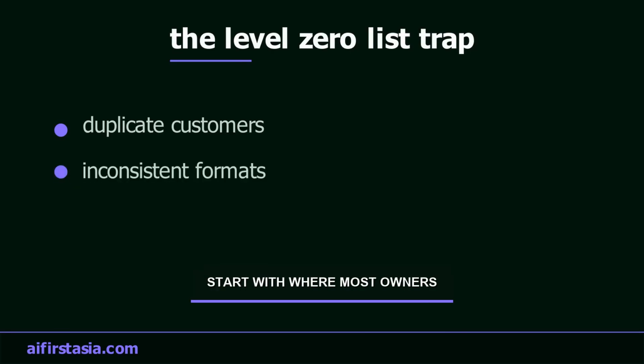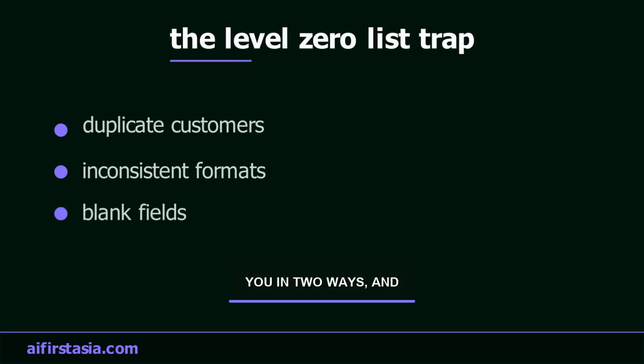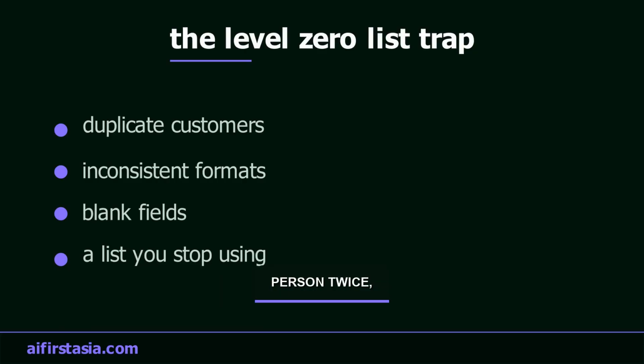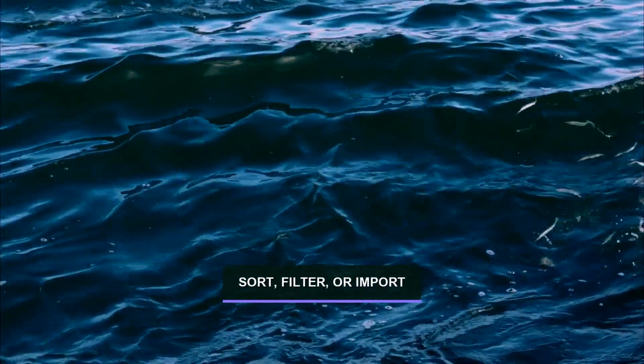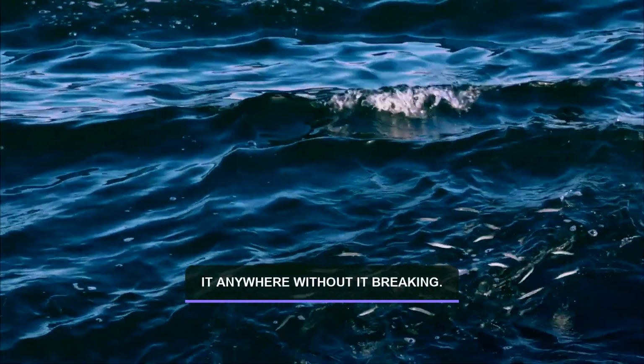Let us start with where most owners are stuck and call it level 0. A messy customer list fails you in 2 ways, and both cost you money. The first is that you cannot trust it. Duplicates mean you count the same person twice, message them twice, and look careless. Inconsistent formats mean you cannot sort, filter, or import it anywhere without it breaking.